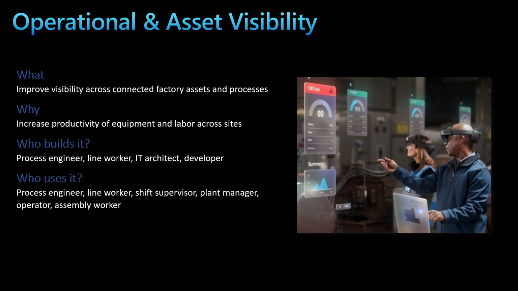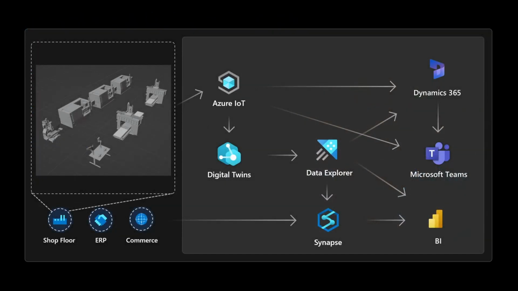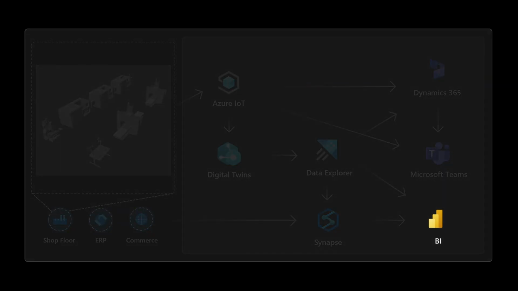People building solutions that offer this kind of asset visibility are process engineers, line workers, IT architects, and developers. The people using this kind of visibility could be process engineers, again, line workers, shift supervisors, plant managers, operators, assembly workers.